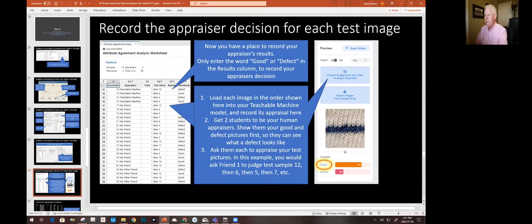And so for the Teachable Machine, you load your image into it and record whether it says it was good or defective and put that in the results column. If you're choosing to do this as your assignment, then I would say it's okay. I've said here get two students, but in the assignment I'm saying it's all right if you just get one other student to be your human appraiser. So you're going to have my friend and type in their results.